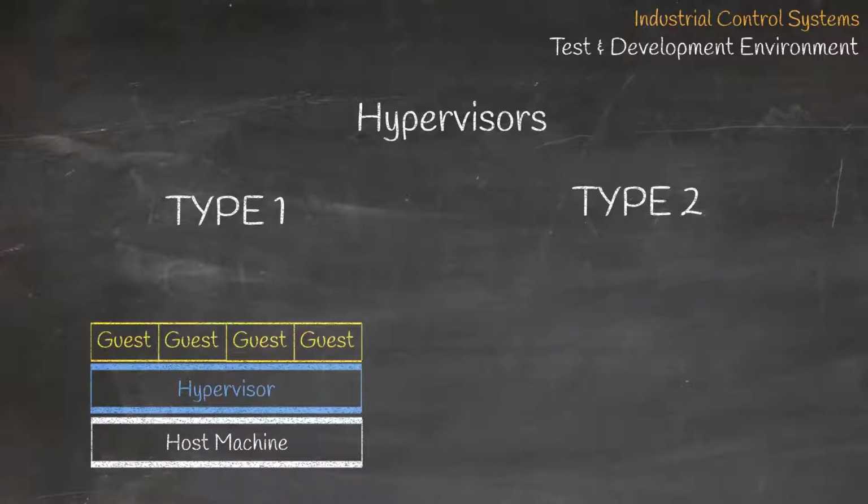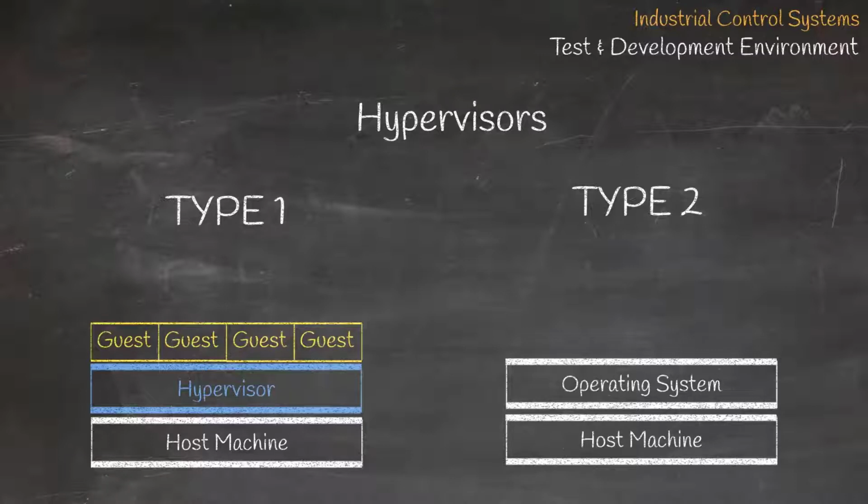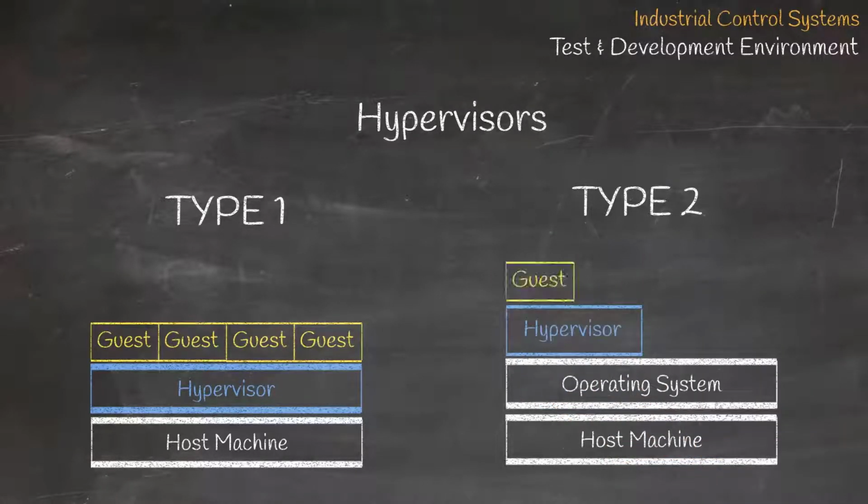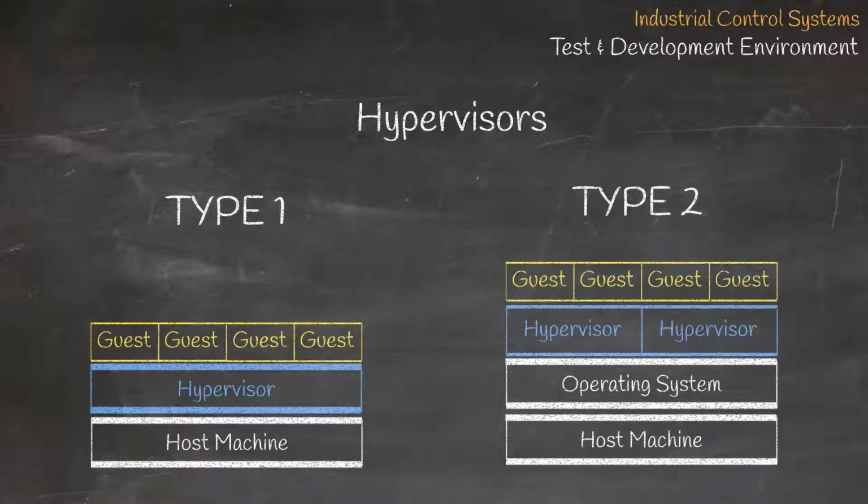Type 2 hypervisors are installed on a machine that already runs an operating system. For that reason, we can have more than one Type 2 hypervisor running on the same machine. For example, I currently have VirtualBox and VMware Workstation running on my laptop without any problems.